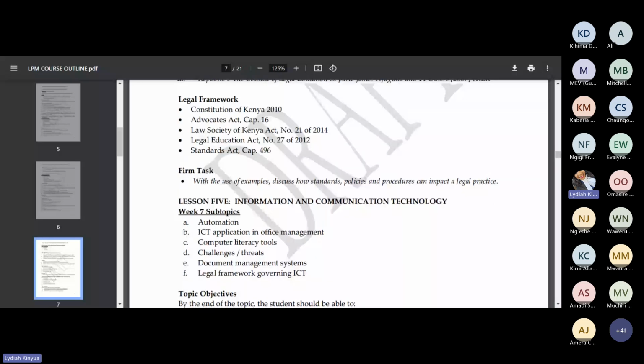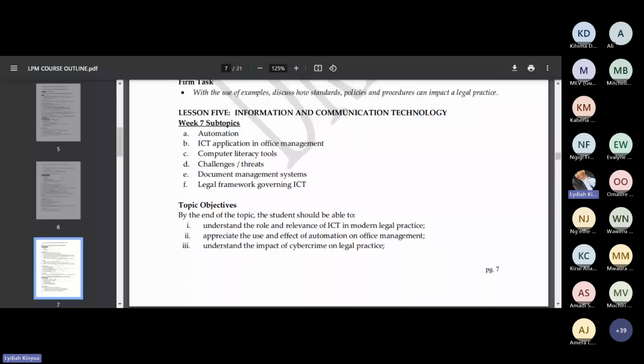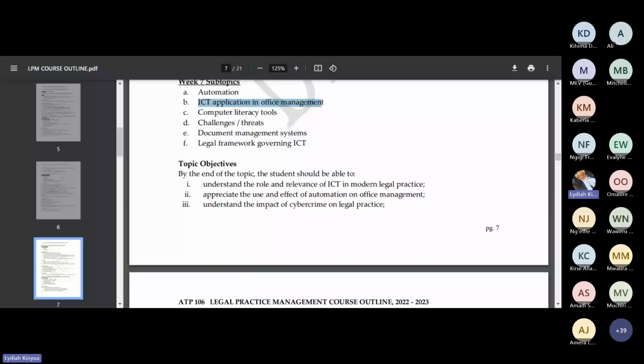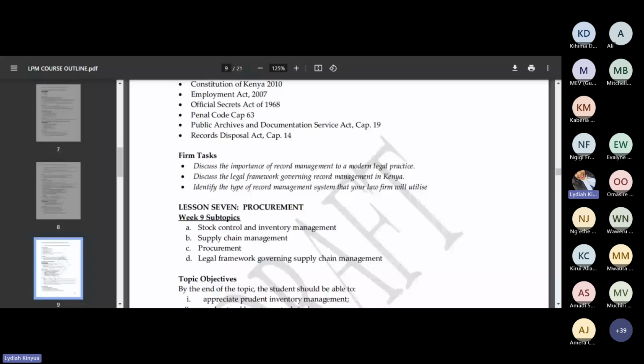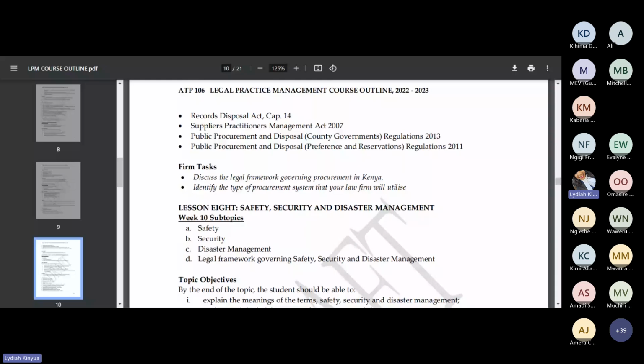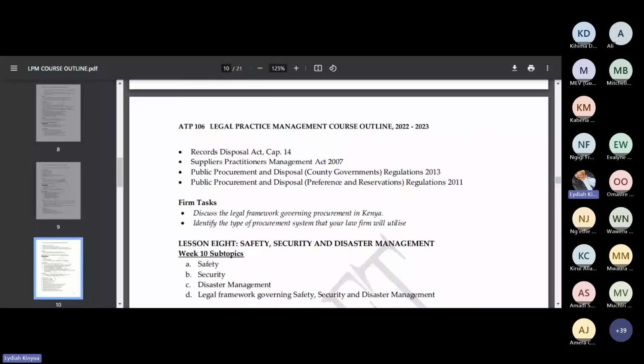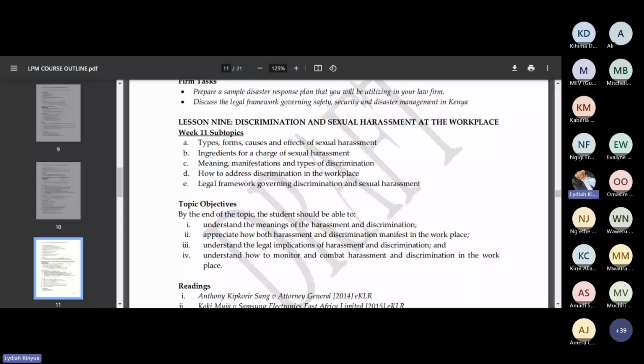We've equally discussed ICT. Don't forget ICT application in office management, computer literacy tools, challenges of computers, document management system using computers. You'll easily answer those ones. Record management, don't forget record management, use of technology in record management, it's important. Stock control and inventory, supply chain management, procurement, records disposal act.